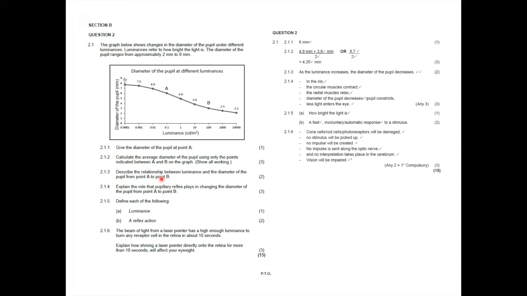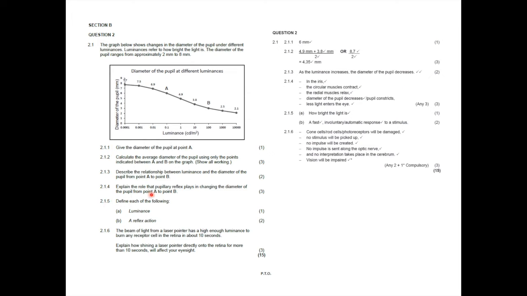2.1.3. Describe the relationship between luminance and the diameter of the pupil from point A to point B. So from point A to point B, what's happening to the luminance? It's increasing. But what is happening to the diameter of the pupil? It is decreasing. So that's what you say: as the luminance increases, the diameter of the pupil decreases.